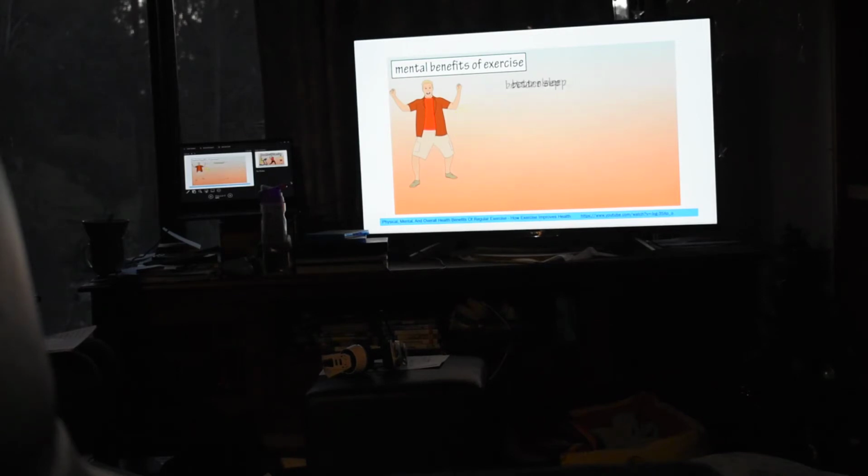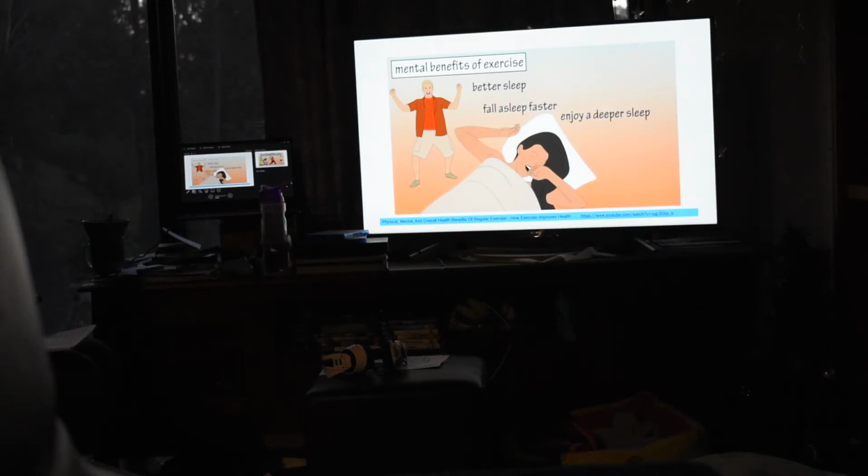Number 2, better sleep. Research has shown that regular exercise helps people fall asleep faster and enjoy a deeper sleep. It can also improve sleep duration and decrease middle-of-the-night wake-ups, providing a better overall sleep quality.